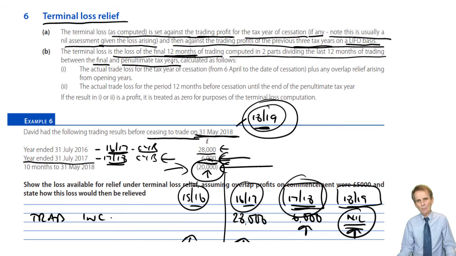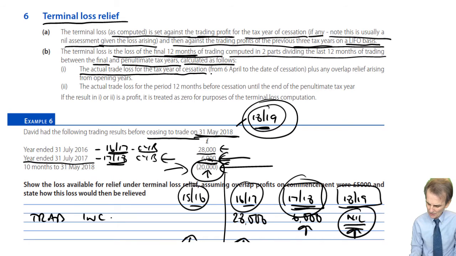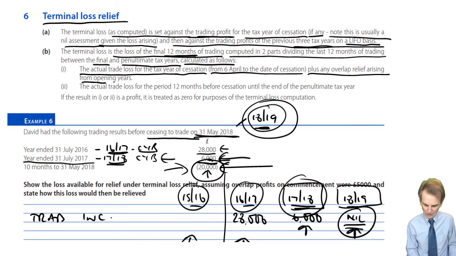And that last 12 months of trading, as we've said, is split between how much of the last 12 months falls into, firstly the final tax year, and then the balance of it into the penultimate tax year. So this calculation is as follows. We want, firstly, the actual trade loss for the tax year of cessation, which means from the 6th of April through to the date of cessation, plus any overlap relief arising from opening years.